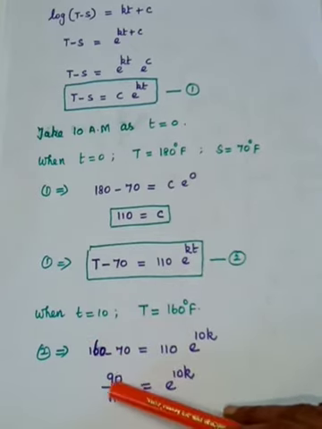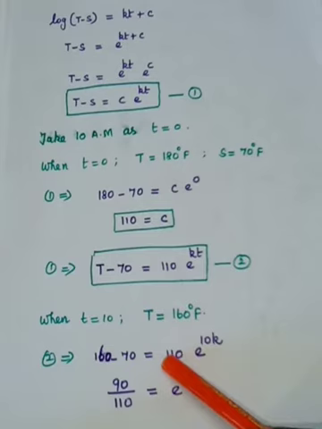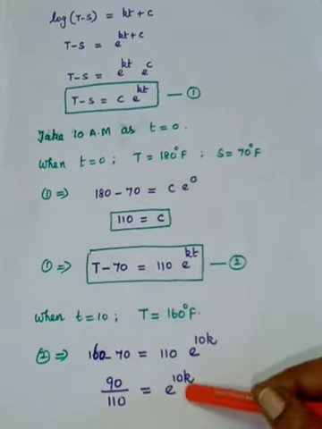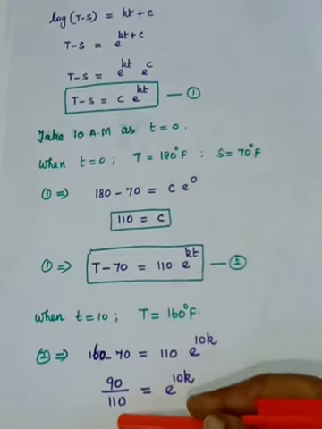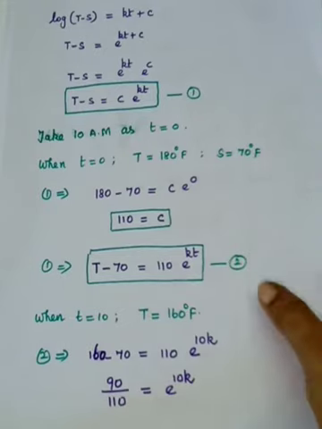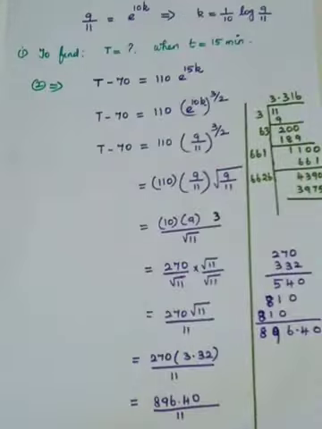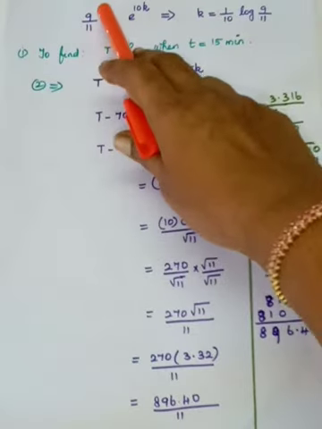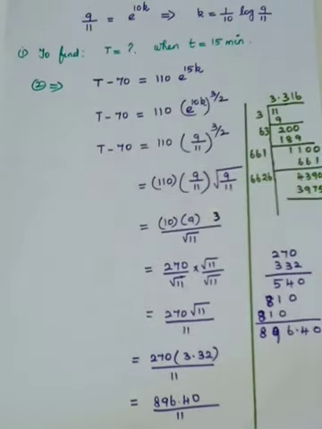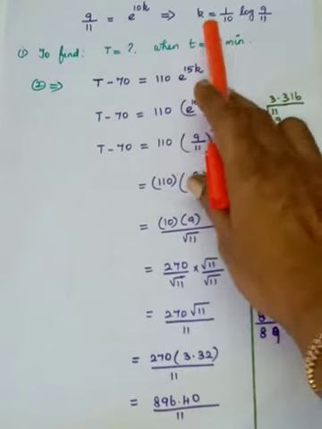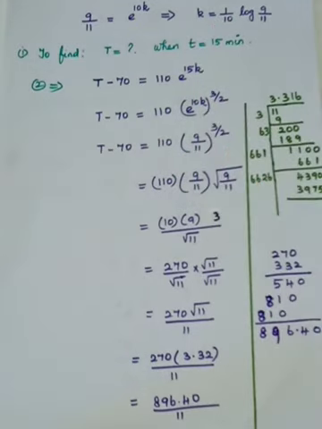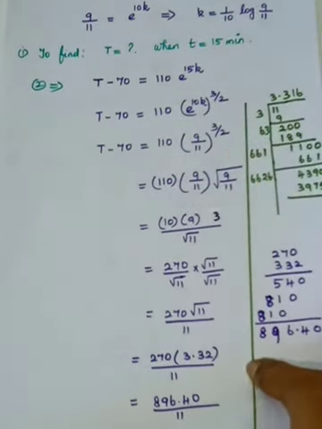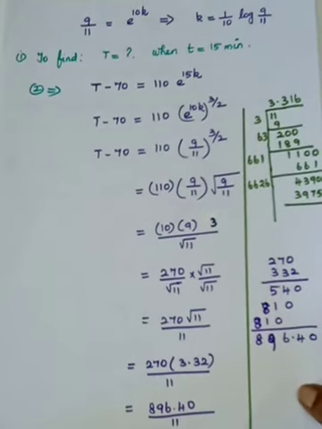160 minus 70 is 90. Bring this 110 to the left side in the denominator. So e power 10k is equal to 90 by 110. So 0 getting cancelled. So e power 10k is equal to 9 by 11. Okay, from that we can find k. So here in this first subdivision we are not going to use k, we are using only e power 10k.